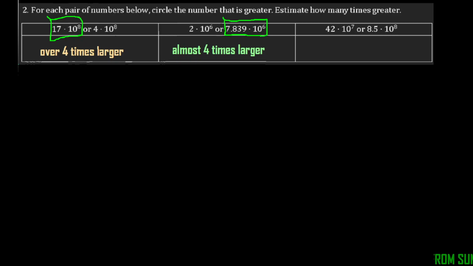And then lastly, for this one, we have 42 times 10 to the 7th power, which is the same as 4.2 times 10 to the 8th power. And so that they have 10 to the 8th power on both of them, this one is actually the one on the right, because that first value is larger. We're going to say just about 2 times larger.